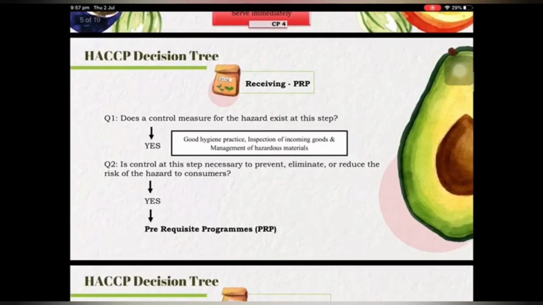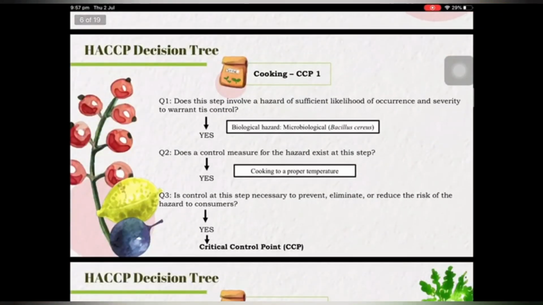Several HACCP decision trees are made for the cooking method of white rice. One of them is for the receiving process, which is considered as PRP because the receiving process is carried out before entering the operation system. Hence, several control measures exist at this step, which are good hygiene practices, inspection of incoming goods, and also management of hazardous materials.